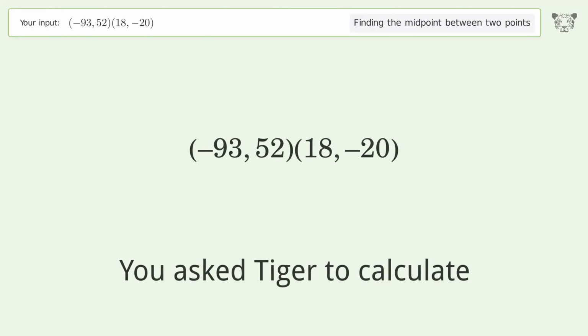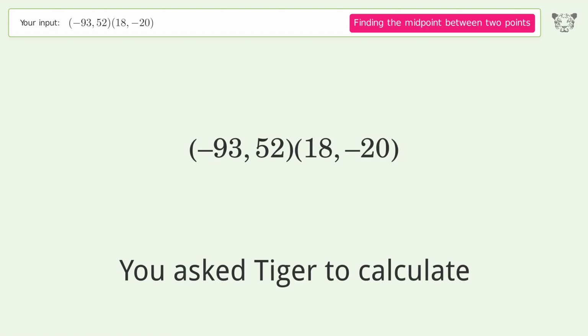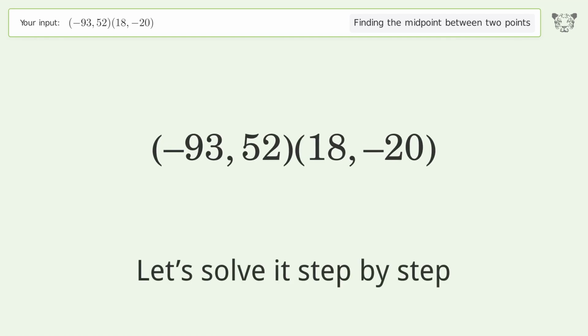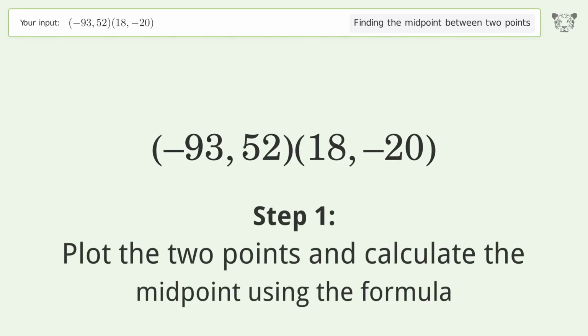You ask Tiger to calculate. This deals with finding the midpoint between 2 points. The midpoint between the 2 points is negative 37.5, 16. Let's solve it step by step. Plot the 2 points and calculate the midpoint using the formula.